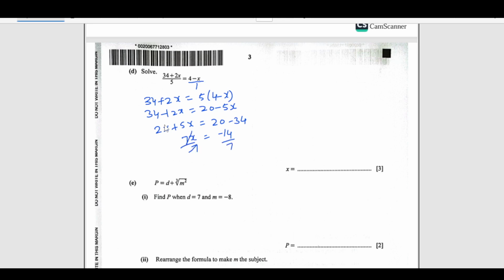Part D, solve this equation. We have another equation. If you see the right hand side, we don't have anything in the denominator, we can put 1 there. Now you cross multiply. So this will be 34 plus 2x equals 5 into 4 minus x. So this is 34 plus 2x equals 20 minus 5x, expand the bracket. So 2x plus 5x equals 20 minus 34, that is minus 14, 7x over 7, over 7, right? So x is minus 2.